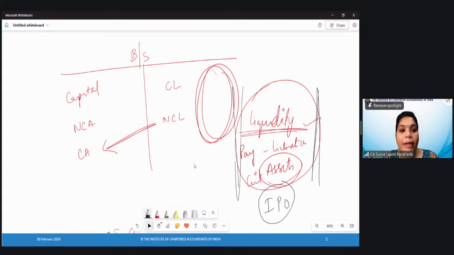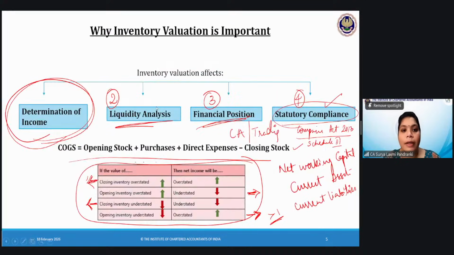Am I clear, Sarla? Yes, ma'am. Thank you. Okay. I have a few people who have raised their hands. Anyone wants to ask questions? Megha, Akshat. Akshat, yes? Go ahead.